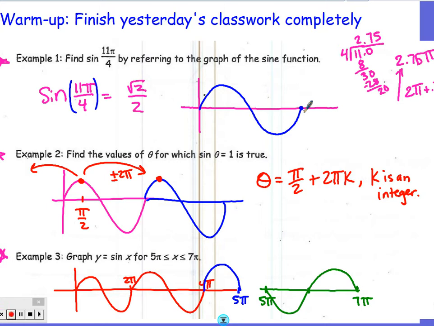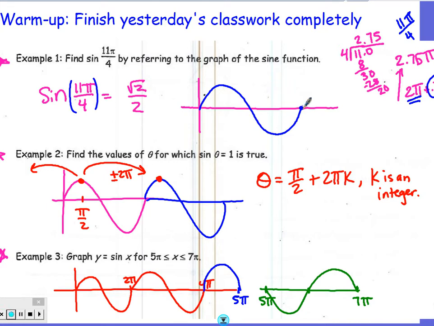So here, if I divide 11 by 4, I get 2.75. That tells me 11 pi over 4 is the same as 2.75 pi. How does that help me? Well, I can think of it as 2 pi plus 3/4 of 1 pi. So I want to get to 3 pi over 4 past 2 pi.